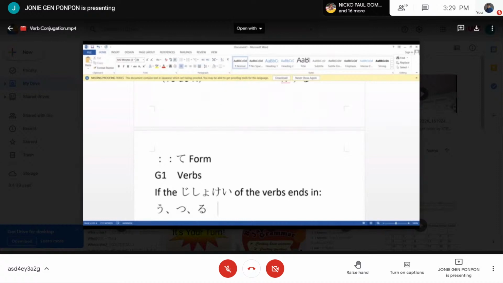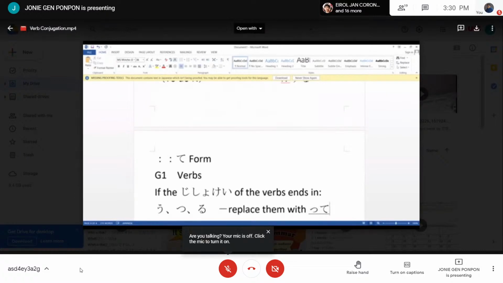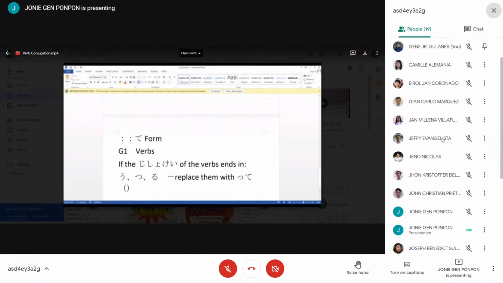you will replace them with the te form. So for verbs whose jishuke ends in the u sound, tsu sound, or ru sound, the u, tsu, or ru will be replaced with the double t and then the e sound. Okay, so that is the te form.